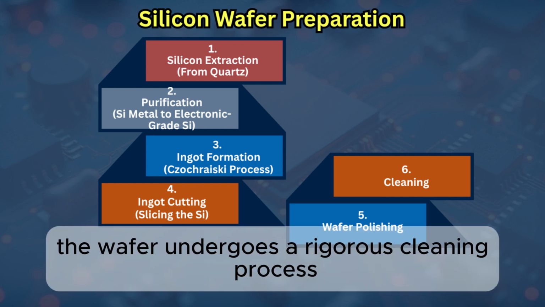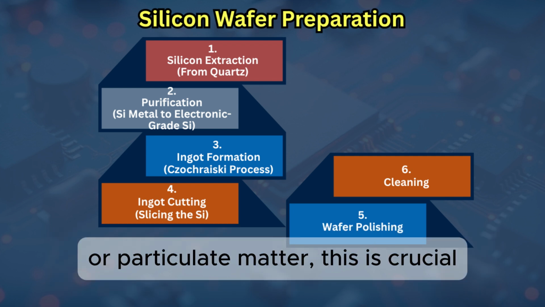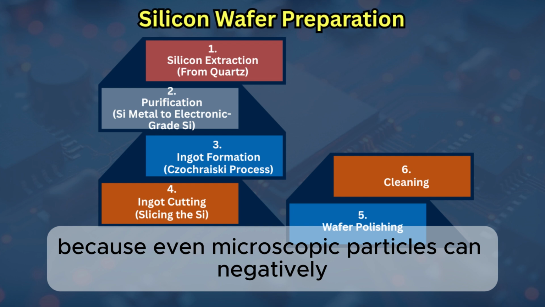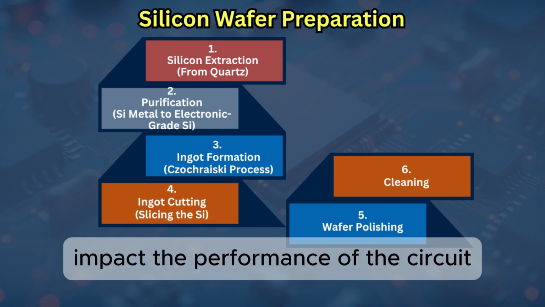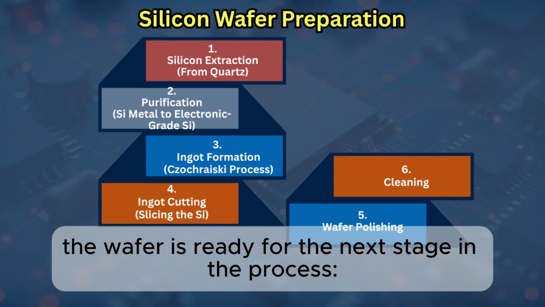After slicing, the wafer undergoes a rigorous cleaning process to remove any contaminants or particulate matter. This is crucial because even microscopic particles can negatively impact the performance of the circuit. Once clean, the wafer is ready for the next stage in the process.